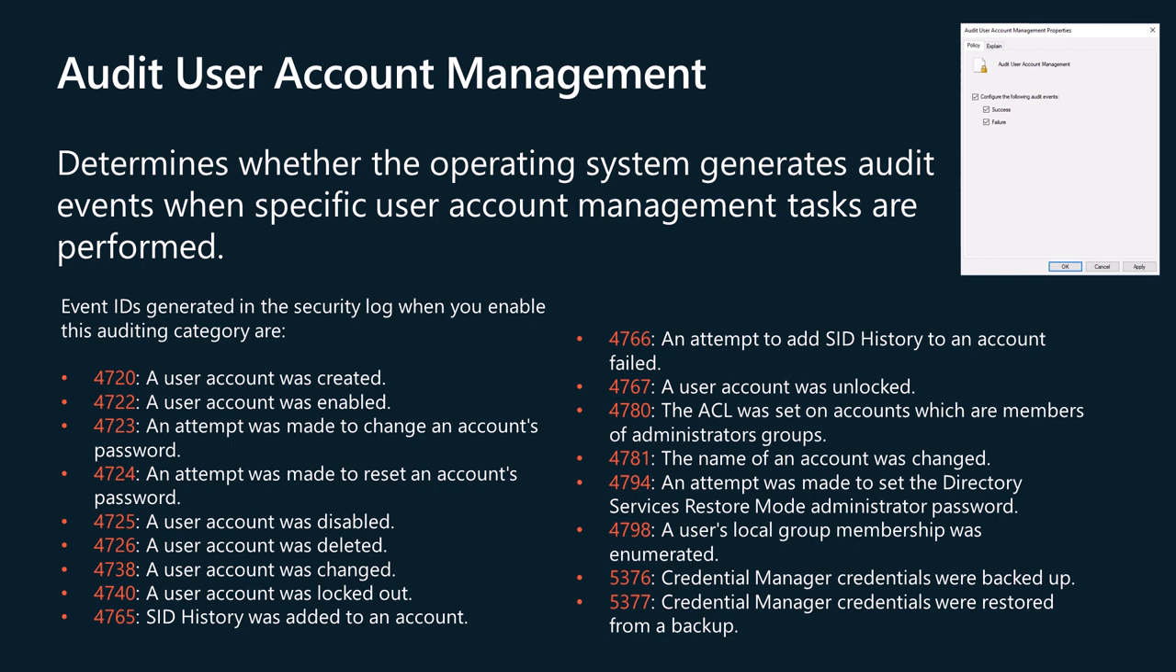4780, the access control list, ACL, was set on accounts which are members of administrators groups. 4781, the name of an account was changed. 4794, an attempt was made to set the directory services restore mode administrator password. 4798, a user's local group membership was enumerated. 5376, credential manager credentials were backed up. 5377, credential manager credentials were restored from a backup.